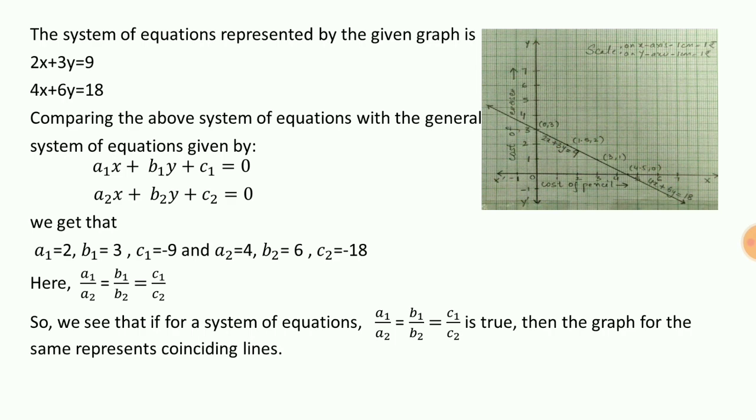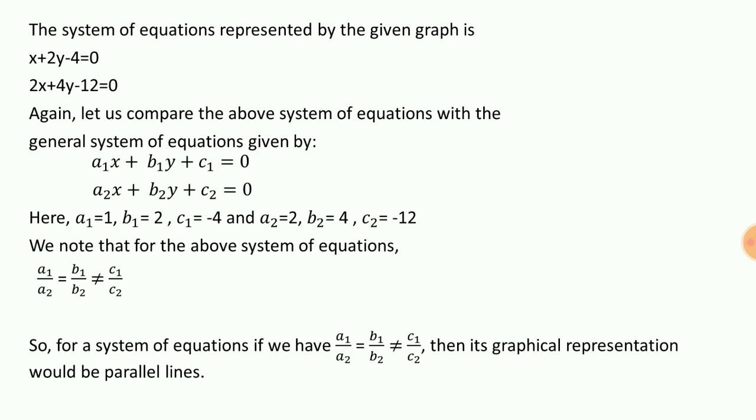Thus, the condition for the lines to coincide is a1 upon a2 equal to b1 upon b2 equal to c1 upon c2. In the previous one we had a1 upon a2 not equal to b1 upon b2 where the lines were intersecting. But here a1 upon a2 is equal to b1 upon b2 is equal to c1 upon c2 where the lines are coinciding. Let us come to the third case.